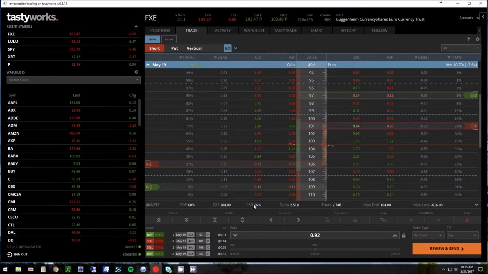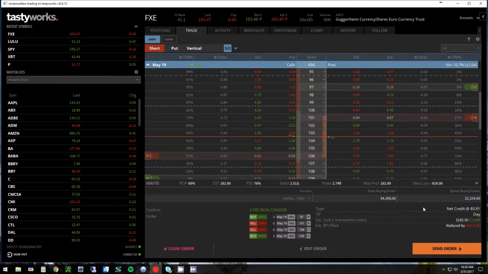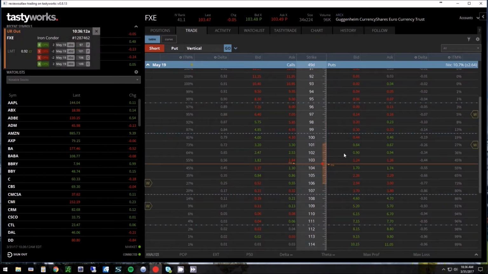Probability of hitting 50% profit is 76%. Max loss is 606. That's because I'm doing a quantity of 2. So I'm going to just tweak this down just a bit because I'm not getting filled on this order before. And my theta is at $2.70 a day in theta, which is nice. So review the amounts here. Buying power affected 618. My credit here. And let's send this order. And that's going to work a little bit.